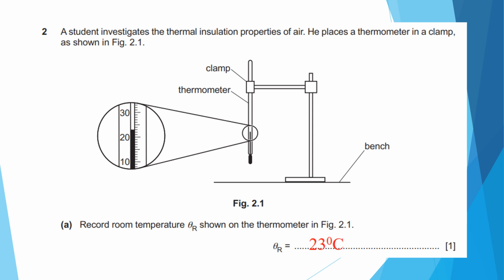So from that, first part A: record room temperature theta R shown on the thermometer in figure 2.1. So simply from this mercury thread we need to read the temperature. It is between 20 and 30, and there are 10 readings. So after 20, 1, 2 and 3, so it is 23 degrees Celsius.